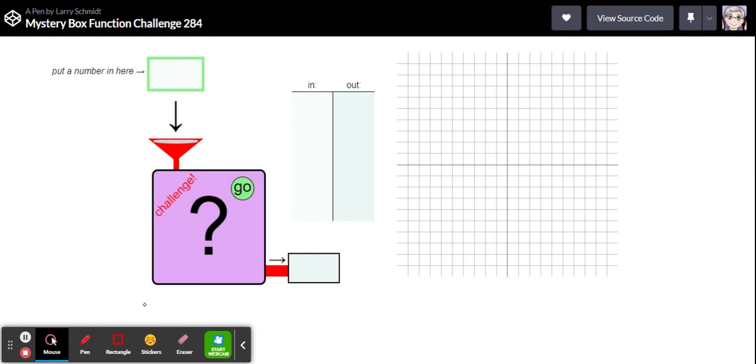Hello everybody and welcome to another mystery box function challenge. In this purple mystery box there is some math and your challenge is to figure out what it is. Because today is Friday, that math is going to be particularly challenging. If you'd like to try this out on your own, you can use the link in the description, and when you've got an idea, come on back and see if we get the same thing.